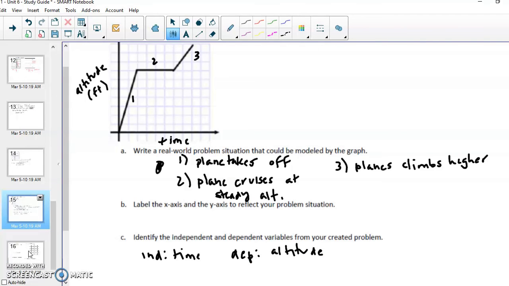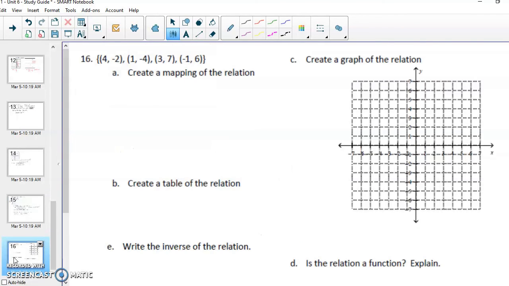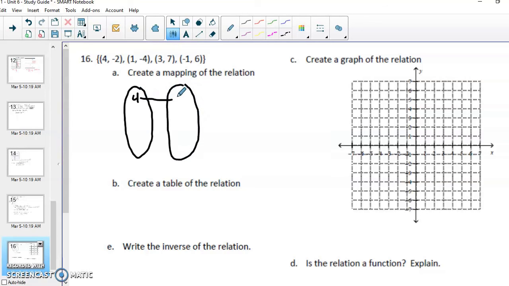Okay, let's flip over to our last page. This is a big page, but it only takes a minute. And I moved things around a little bit to try to get it on one page. Create a mapping. Mapping is when we have these two ovals. And trust me, I'm not judging you on the quality of your ovals. And all you're doing is connecting. So like 4 goes to -2. 1 goes to -4. 3 goes to 7. -1 goes to 6.